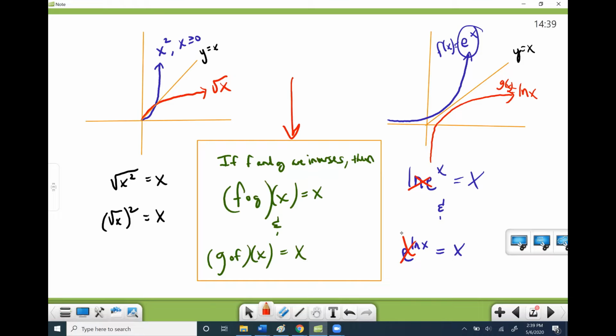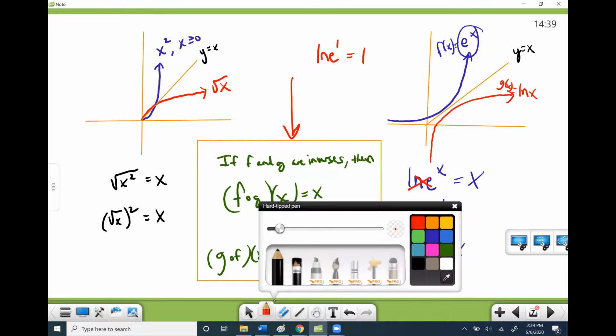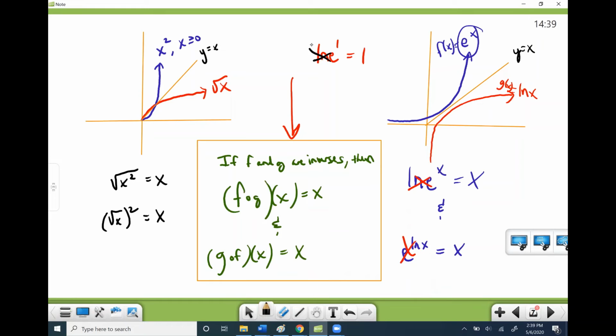Yeah, so the natural log of e is 1 because the exponent on that e is a 1. So when you go to cross these off, there's still that 1 left. Yeah, absolutely, Dean.